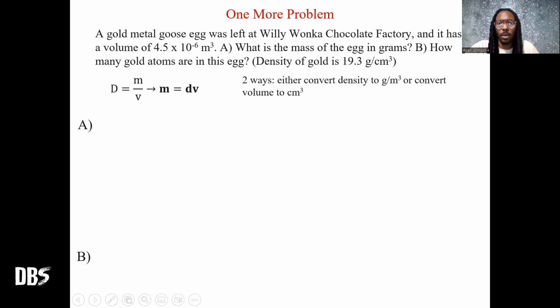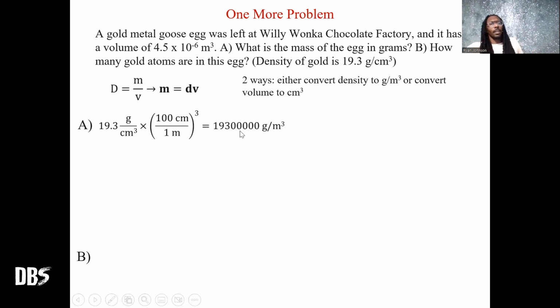This is going to be very helpful for part A here. Two ways to do this, y'all. You can either convert your density to grams per meters cubed, or you could convert your volume to centimeters cubed. Let's show one of these versions here. Let's say that I have 19.3 grams per centimeters cubed. That's our density in this case, and I want to convert my density to grams per meters cubed.